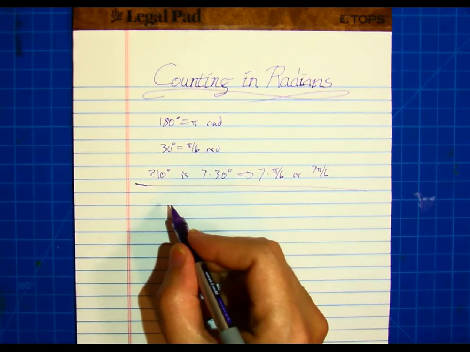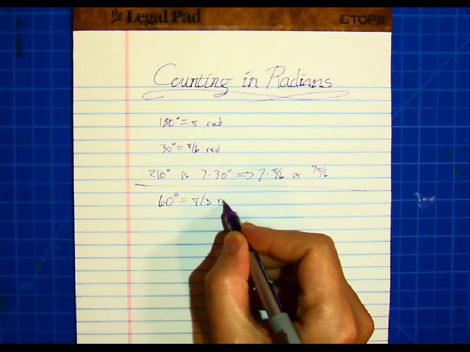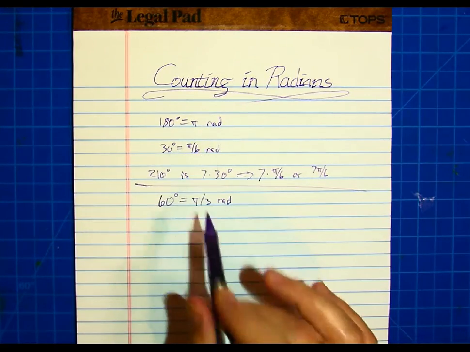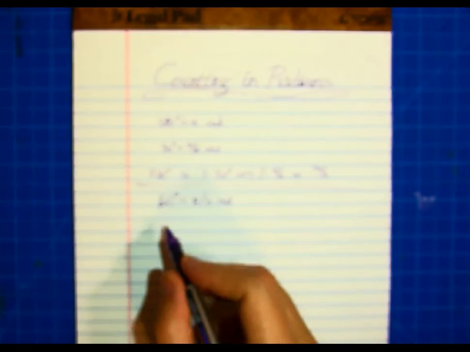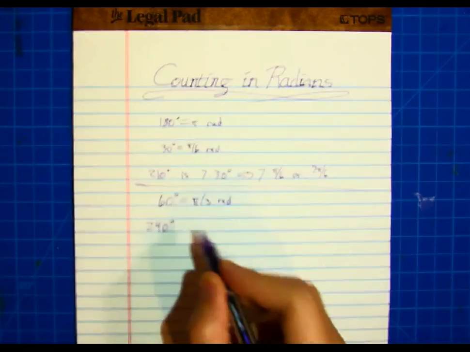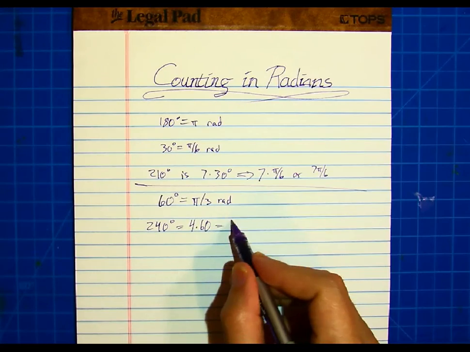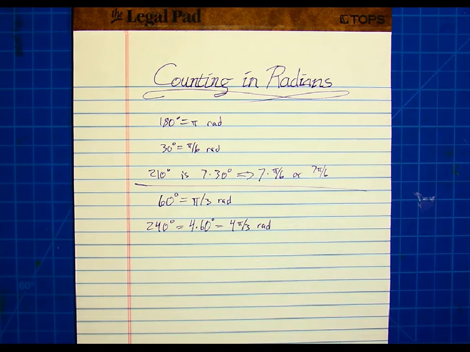Same thing with, start with this, 180 degrees equals pi radians. Now that means that 60 degrees equals pi over 3 radians, because 180 divided by 3 is 60, and pi divided by 3 is pi over 3. So if you want something like 240 degrees, well, that's 4 times 60, so that means you have 4 pi over 3 radians. So similarly, you can just count these up.